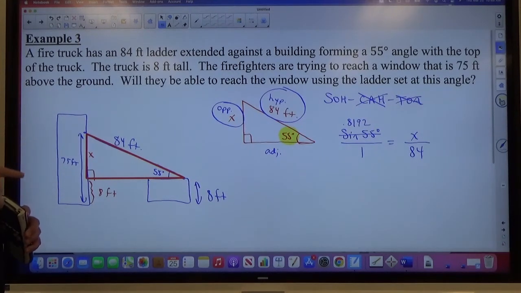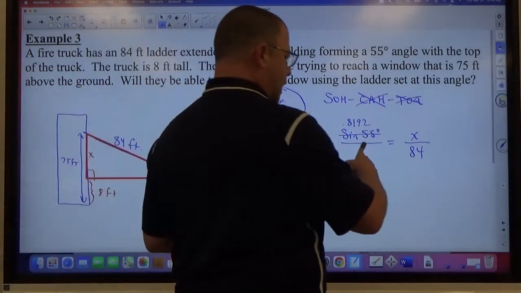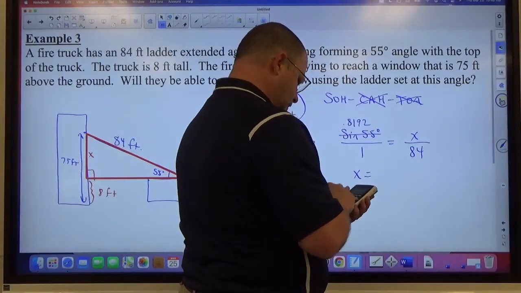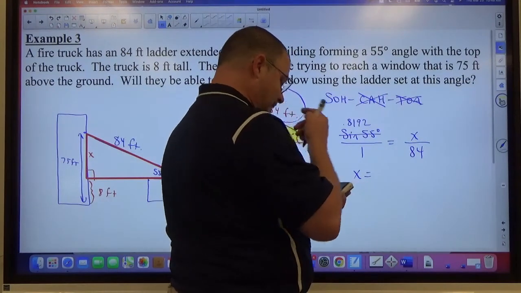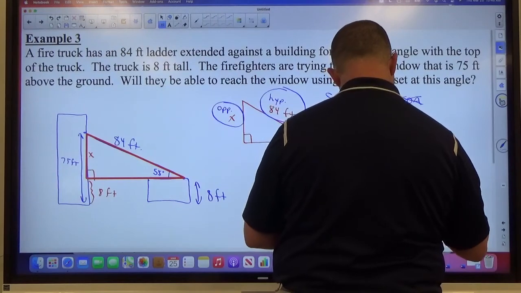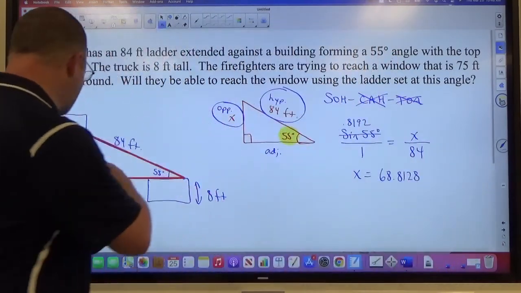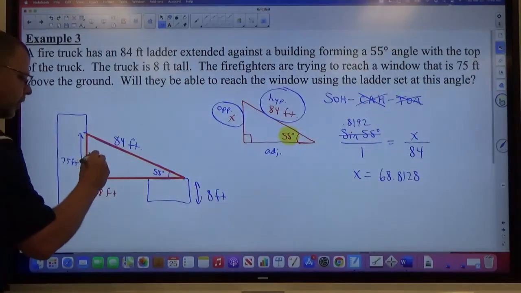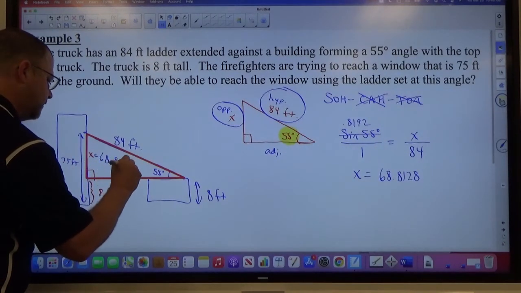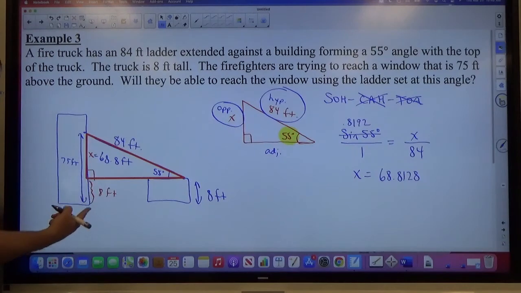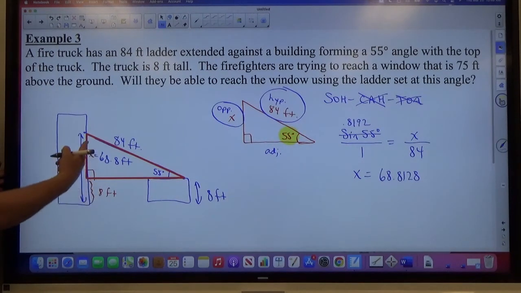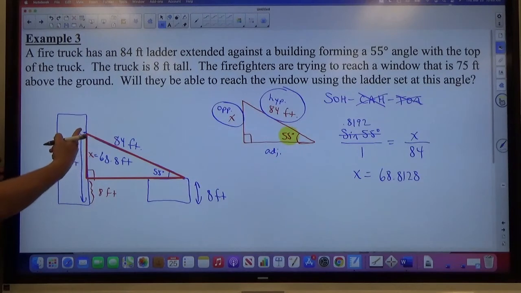And then it's just a proportion, a numerical proportion. You're going to cross multiply. 1 times x equals 84 times 0.8192, which is 68.8128. So going back to my building picture here, x is equal to, let's say, 68.8 feet. The distance up here is 8 feet, so altogether that's 76.8 feet that the ladder can extend.